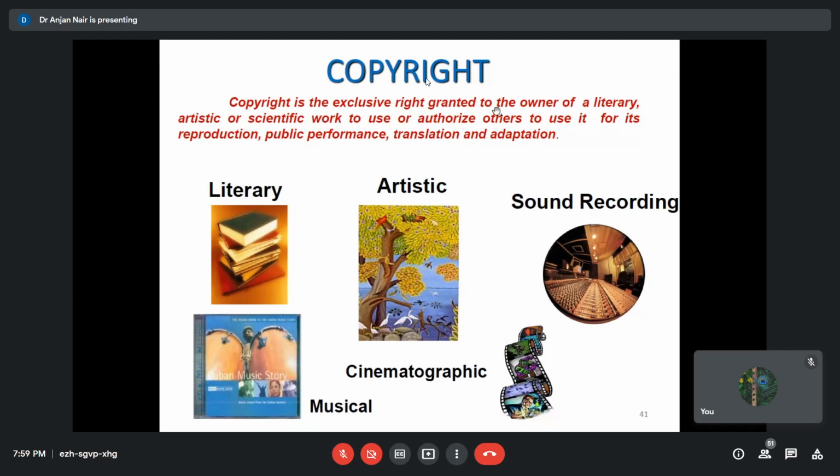Basically, it is an exclusive right granted to the owner of a literary, artistic, or scientific work to use or authorize others to use it for its reproduction, public performance, translation, and adaptation. Suppose so many novels are there, people could just straight away copy a novel, so to prevent that we have copyright. But copyright is not that strong a law, especially in India, when compared to patents, which are very strong, where you can be arrested. Because of the legal procedure in India, a legal case takes a long time. Of course, that doesn't mean I am in any way trying to discourage you.